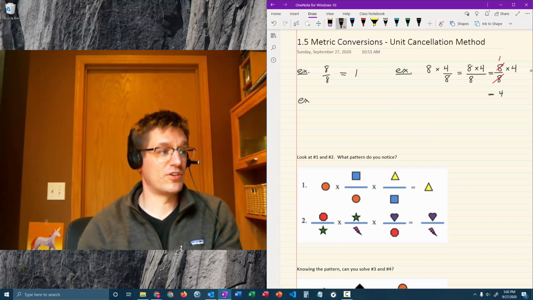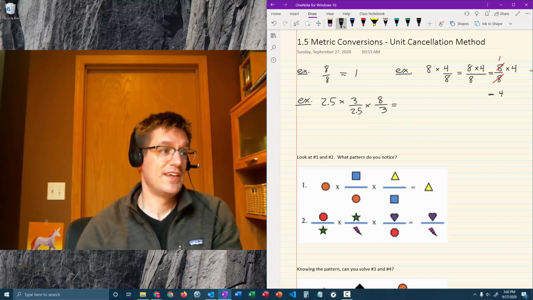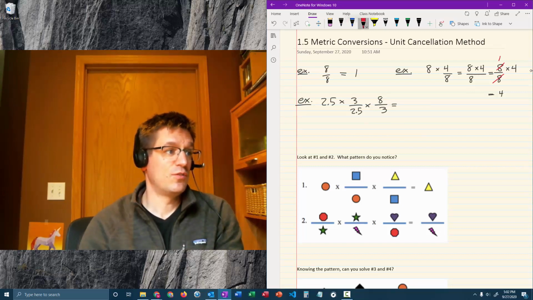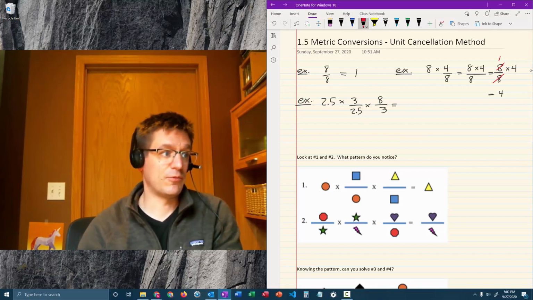So one more example of that would be, and I'm going to go a little bit bigger than this. Let's go 2.5 times 3 divided by 2.5 times 8 divided by 3. Hopefully you can tell by now that I like the number 8. And here we have a situation where we have a couple pairs of numbers where they're both on top and the bottom. We've got 2.5 on top and bottom.